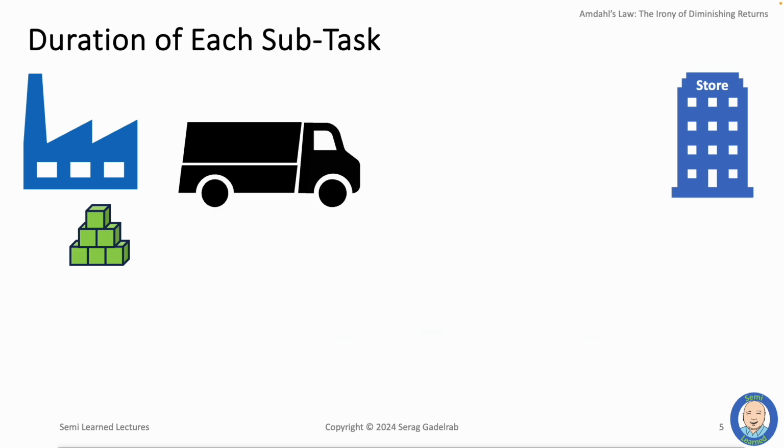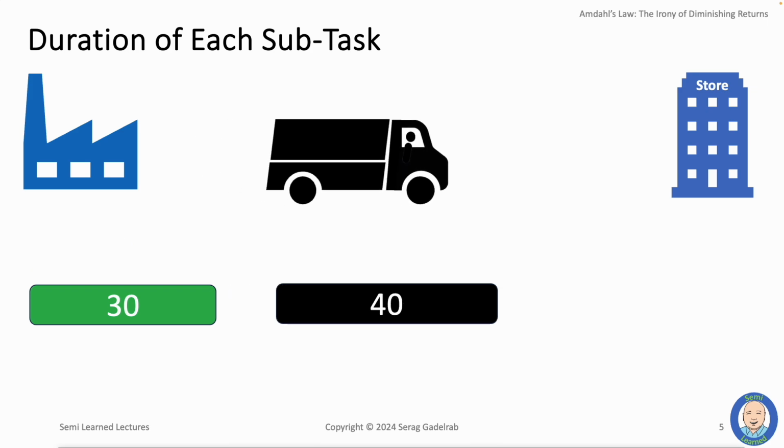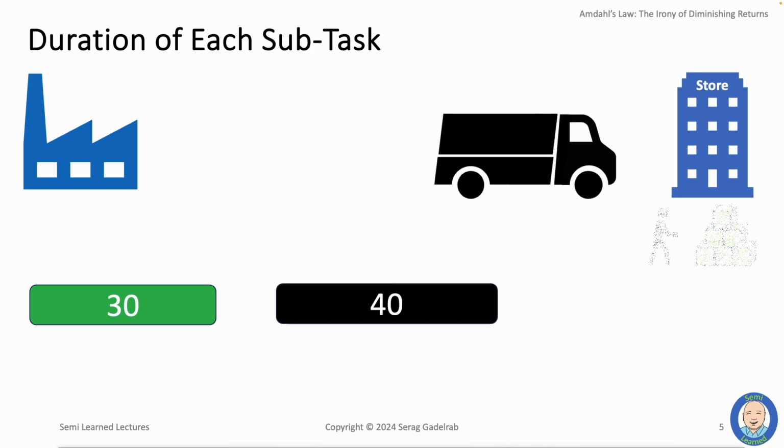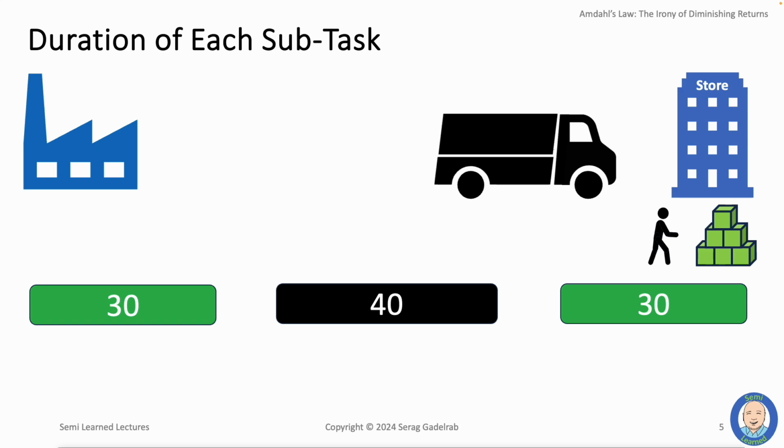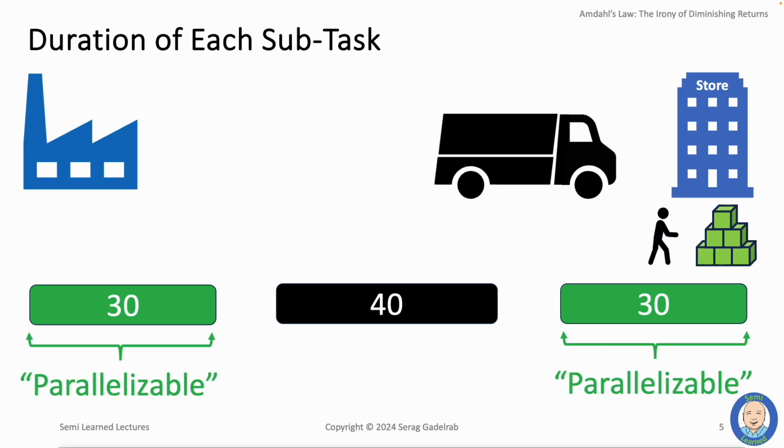To answer that question, let's look at the duration of each of the subtasks. Let's assume that it takes one worker 30 minutes to load the van, 40 minutes to drive across the town, and another 30 minutes to unload the van at the store. Of these three tasks, only the loading and unloading will benefit from adding a second worker. We call these types of tasks parallelizable because their duration will shrink when multiple workers are completing them, working together in parallel but on the same task.